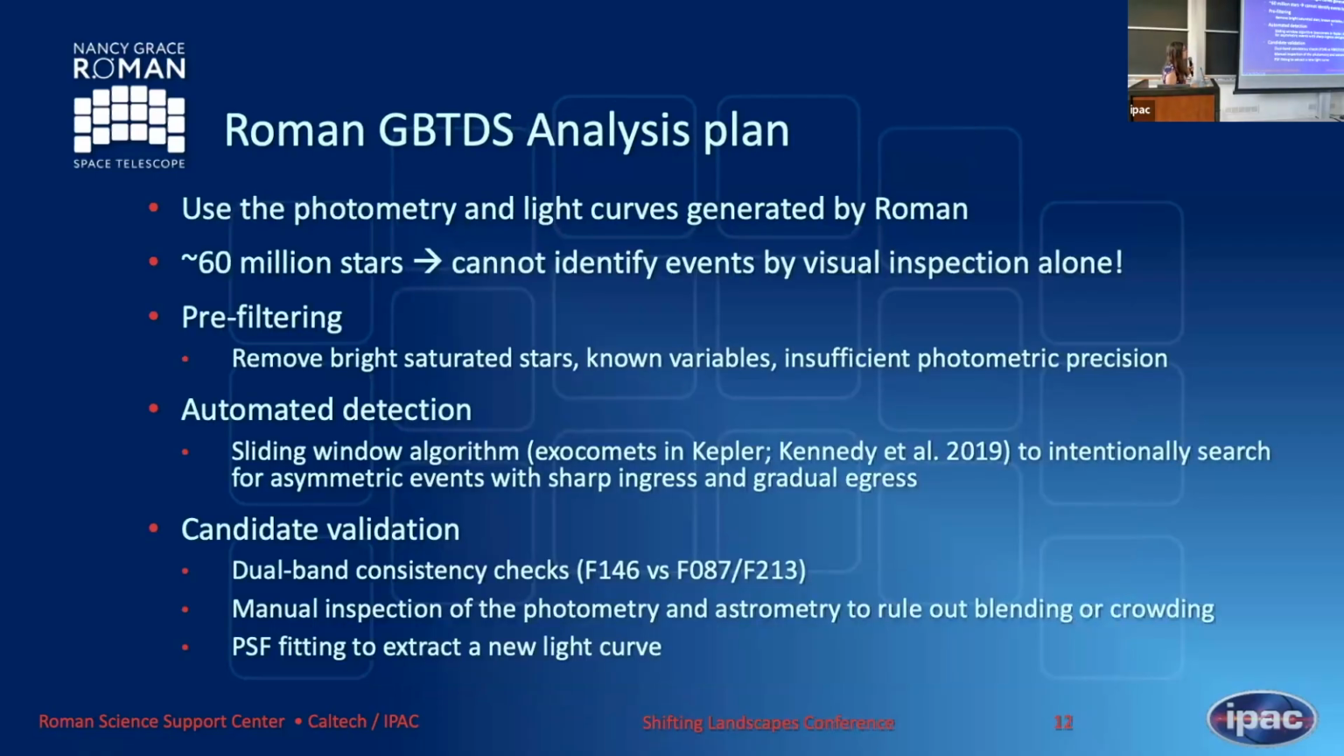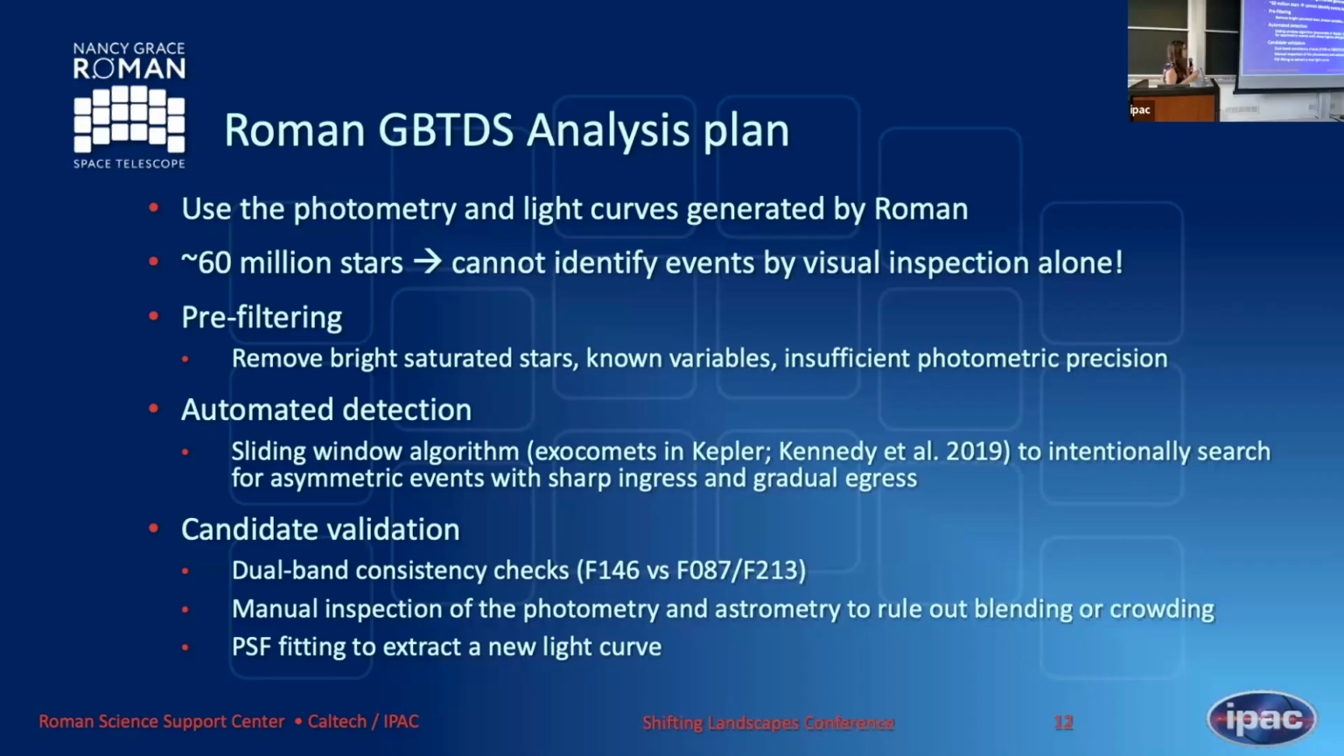And in terms of the analysis, what are we going to do? We're planning to use, as a first pass, the photometry and light curves that are generated by Roman, without redoing all of the light curves for 60 million stars. We cannot do it by visual inspection alone, as has been done for all the other ones that have been found. We certainly cannot go through 60 million stars. So first we'll do some pre-filtering to remove things like bright saturated stars, known variables, and things with insufficient photometric precision. Then we'll do an automated detection, like a sliding window algorithm, which is similar to what has been done for finding exocomets in Kepler, to intentionally find these asymmetric events.